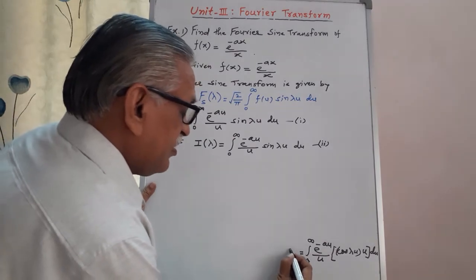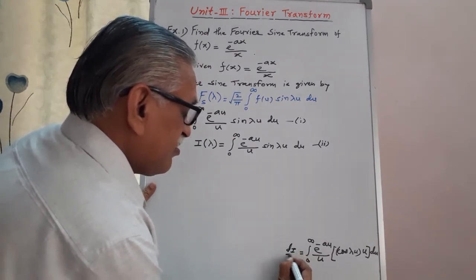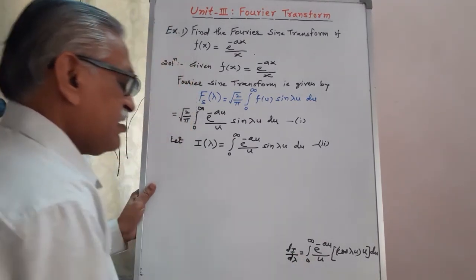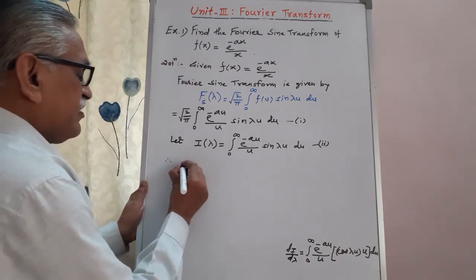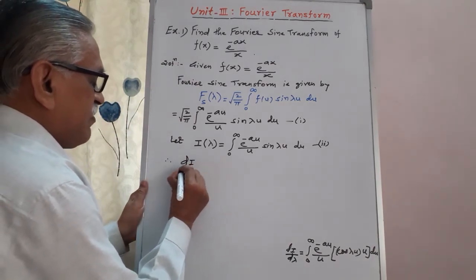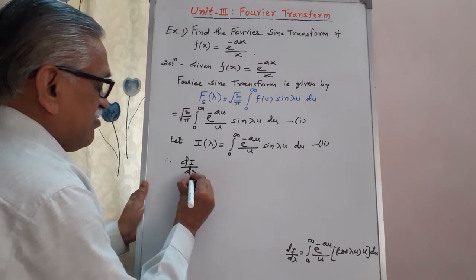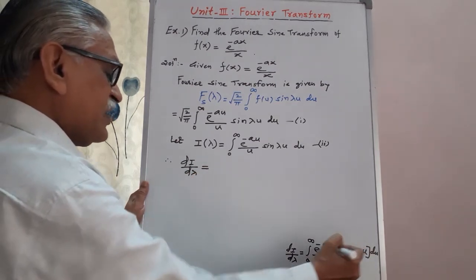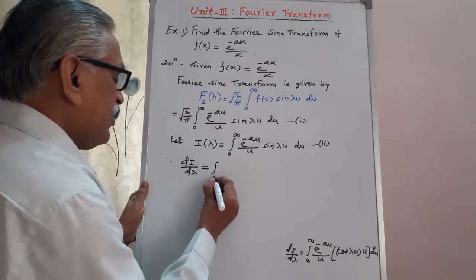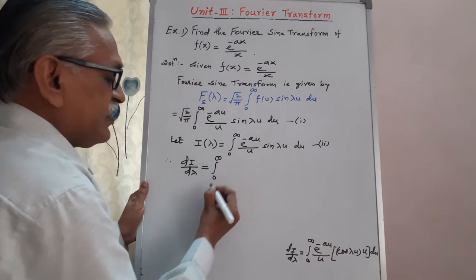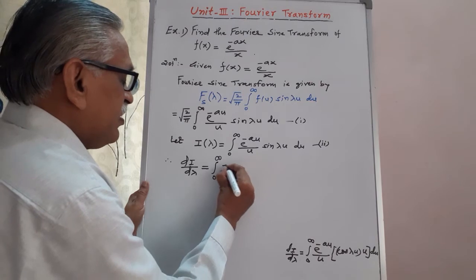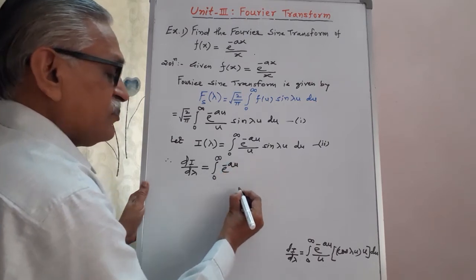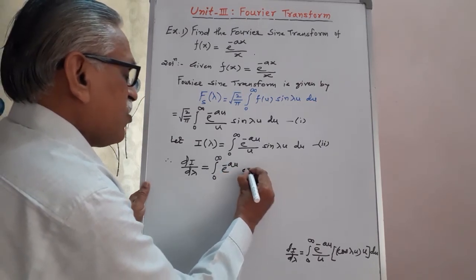dI by d lambda is equal to, u gets cancelled, we have integration from 0 to infinity of e raised to minus au into cos of lambda u.